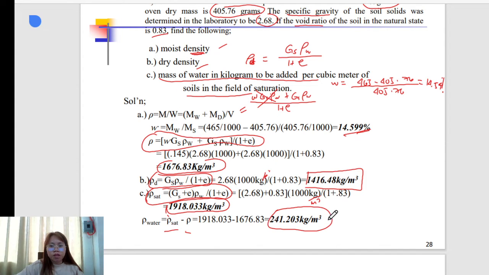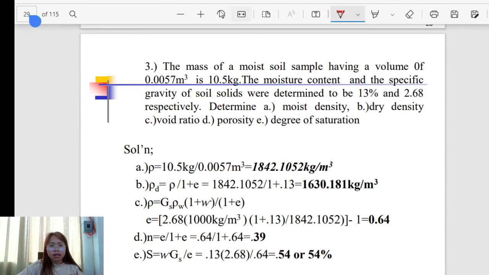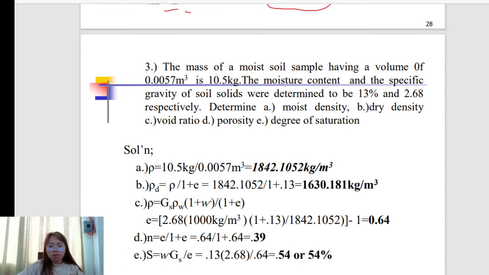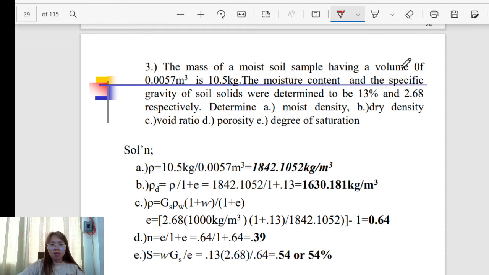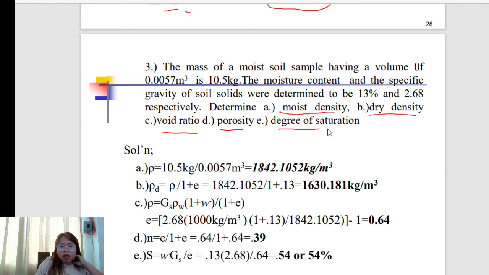In terms of density. And last is this last example: the mass of a moist soil sample having a volume of 0.0573 cubic meter is 10.5 kilograms. The moisture content and the specific gravity of the soil solids are determined to be 13% and 2.68 respectively. Determine the moist density, the dry density, void ratio, porosity, and degree of saturation.